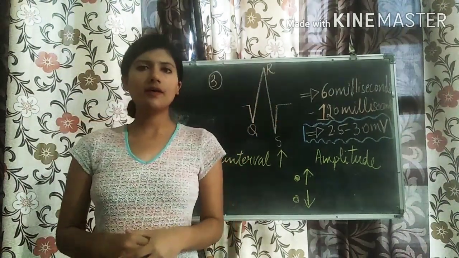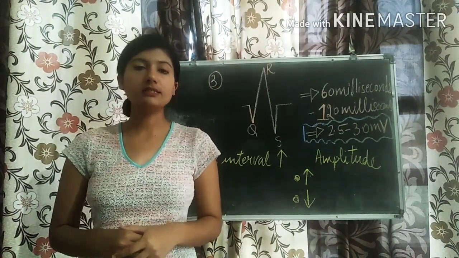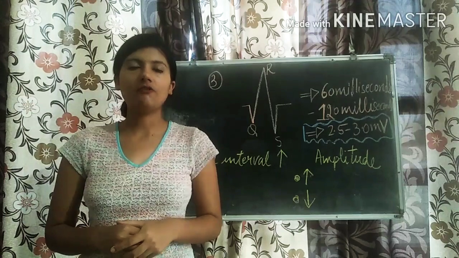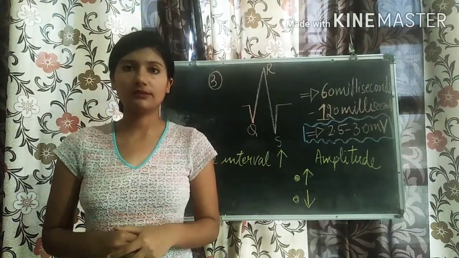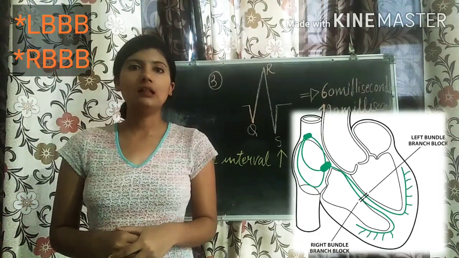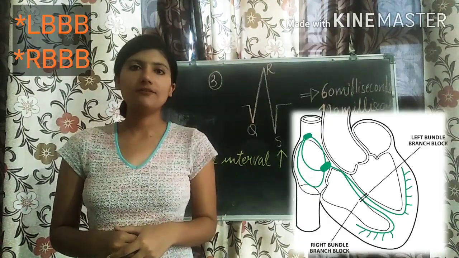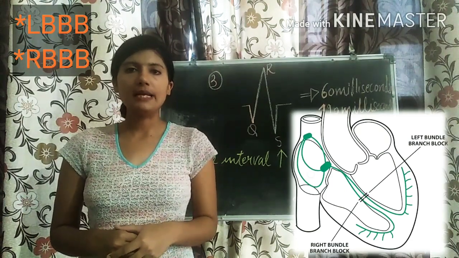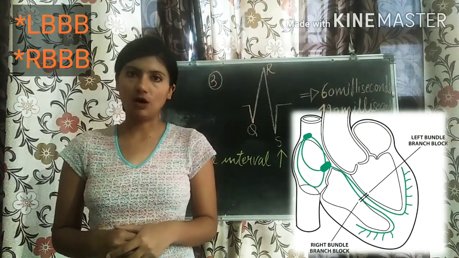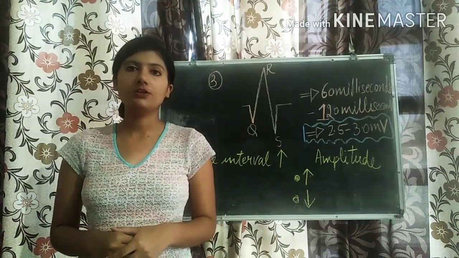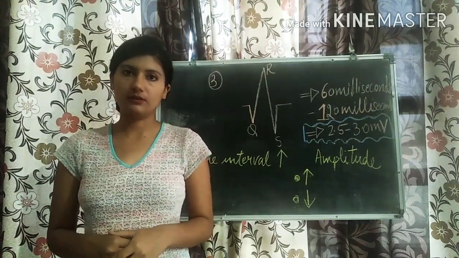When the QRS complex widens, this can happen if there is a delay of the electrical impulses for the depolarization of the ventricles. Why will this delay occur? This will occur due to LBBB, meaning left bundle branch block, or RBBB, meaning right bundle branch block, causing the delay of the electrical impulses to cause depolarization of the ventricles.